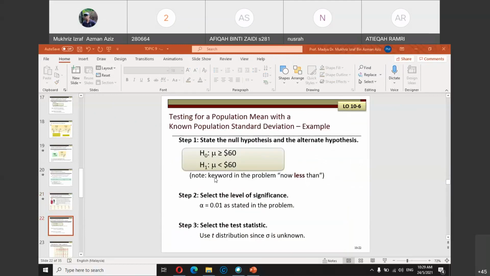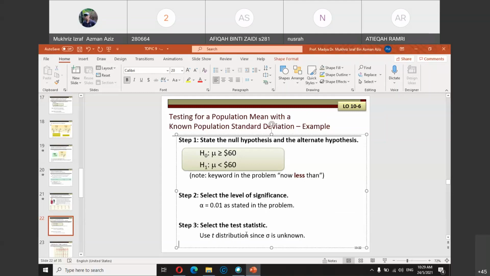First, construct your H1 and your H0. Your H1 is the mean is less than 60, because of the words "less than". And this is what I mentioned just now. Step number 3, you are going to use the t distribution because sigma is unknown.